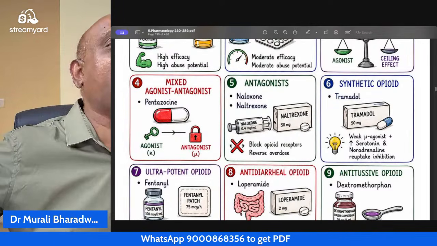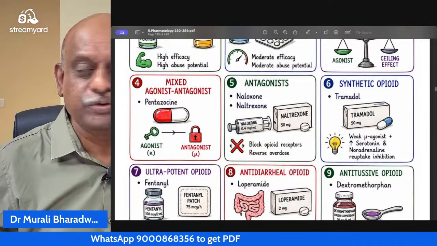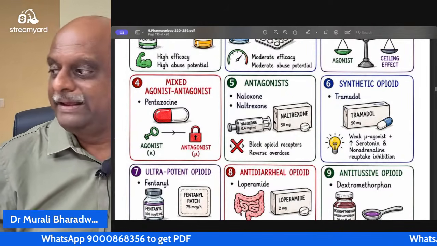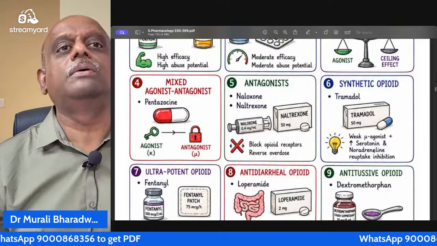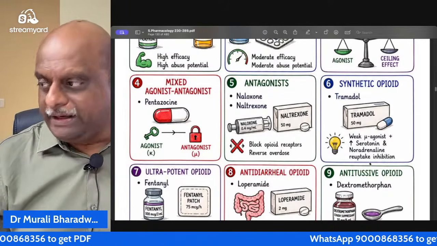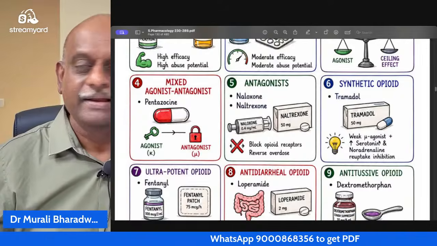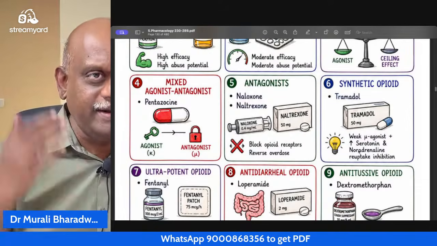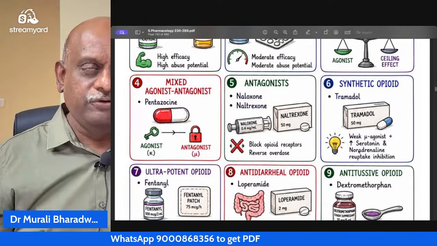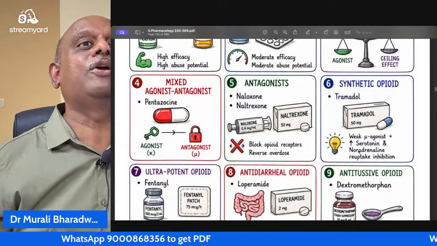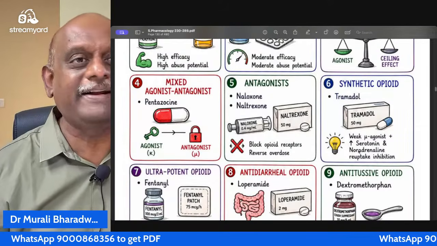Tramadol, Ultracet, which has tramadol and paracetamol, is a weak mu agonist. It inhibits serotonin and noradrenaline reuptake. That will increase the serotonin and noradrenaline level in the neurotransmitter. You feel euphoric and you will overcome the pain. That is the funda behind giving tramadol.